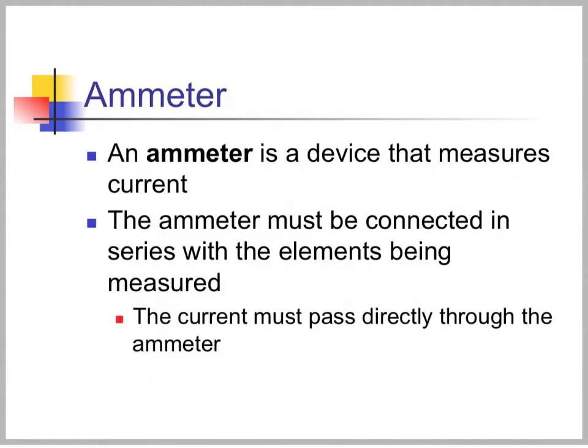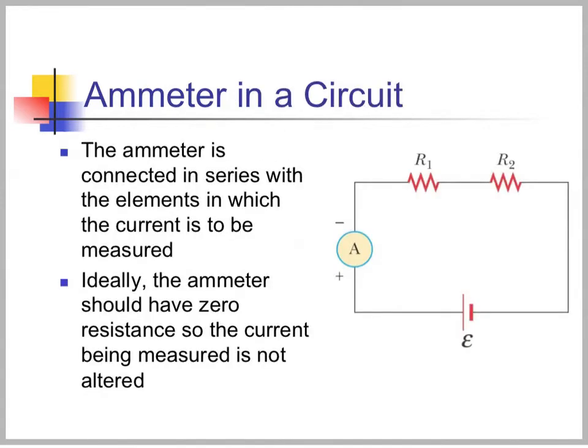An ammeter is a device that measures current. So a galvanometer can be used as an ammeter. Ammeters must be connected in series with the elements being measured because the current must pass directly through the ammeter. So in this case, if I wanted to know the current in the circuit, I would take my ammeter and connect it in series with the elements that I want to know what the current through them are. An ideal ammeter should have zero resistance, so the current being measured is not altered by the ammeter itself.